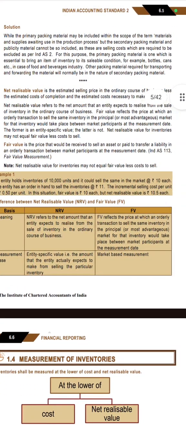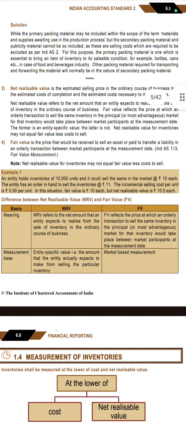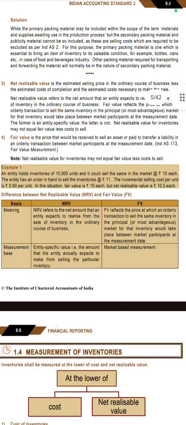Here is an example. An entity holds inventory of 10,000 units and could sell the same in the market for 10 each. The entity has an order in hand to sell the inventory at 11. The incremental selling cost is 0.5 per unit. In this situation, fair value is 10 each. What is the net realizable value? It is 11 minus 0.5, which comes to 10.5.